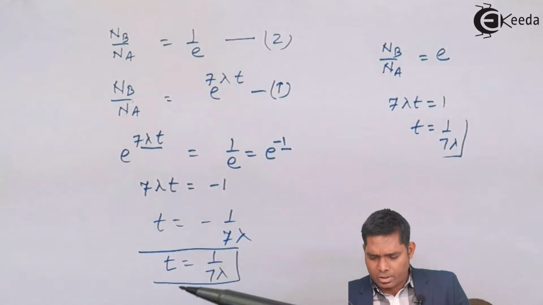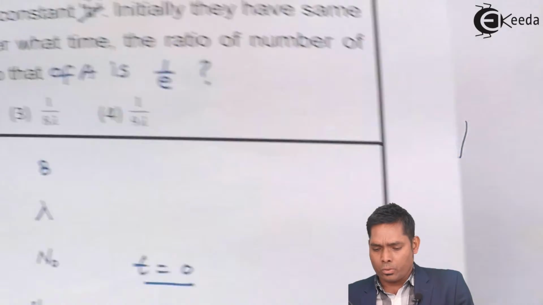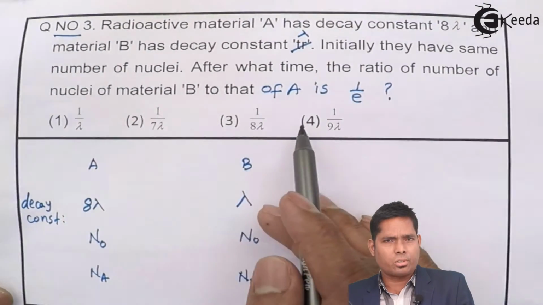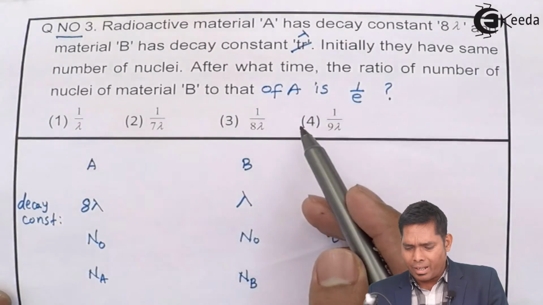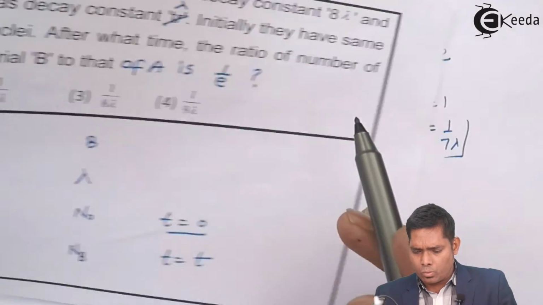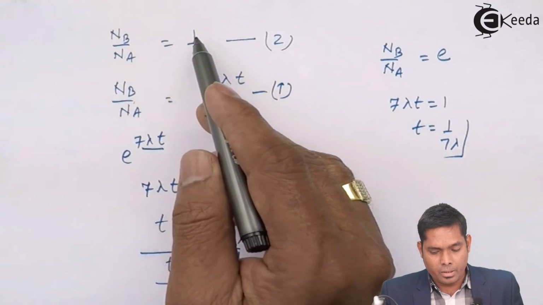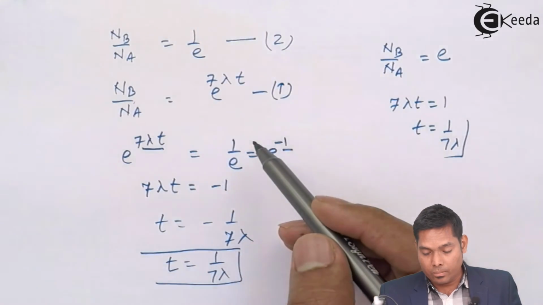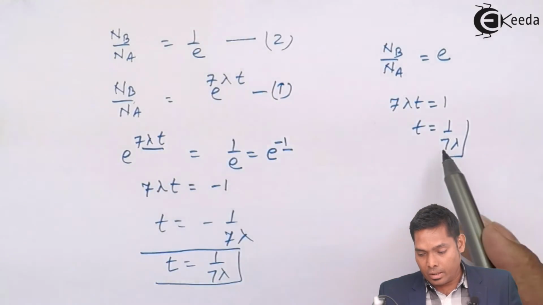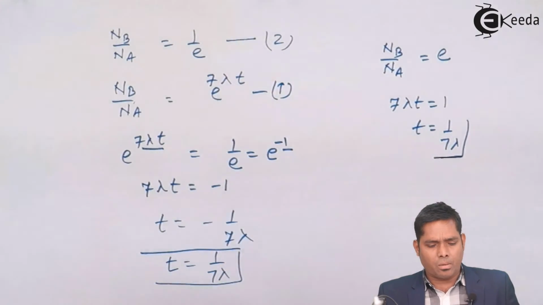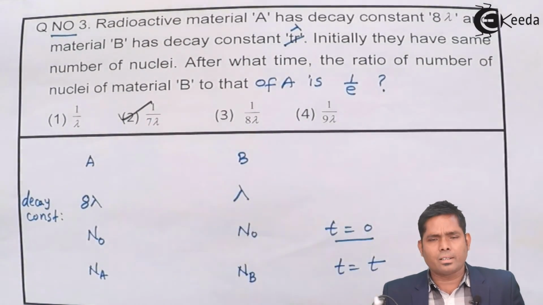So students, this is the answer. Time should never be negative. So if you go by the question and the options, then none of the options is correct. To match the answer, you have to write either NA by NB here, then it will be e and it will be equal, or you write this as e, then this is the answer. So there is a little bit of a mistake in the question, but the answer is 1 over 7 lambda. This is the right answer to this question.